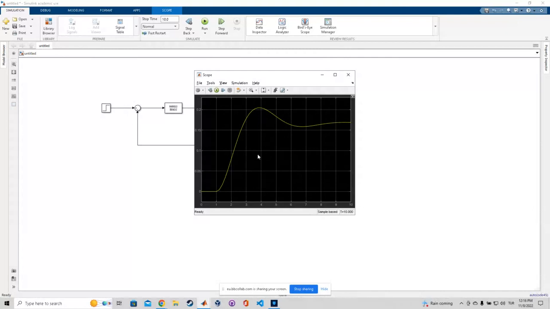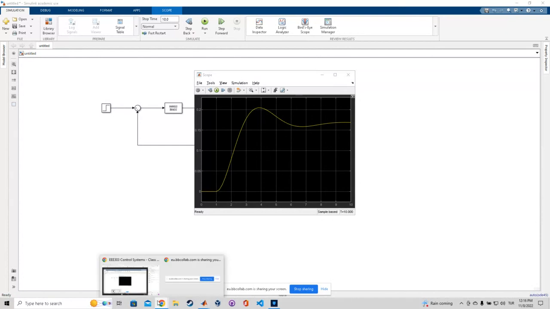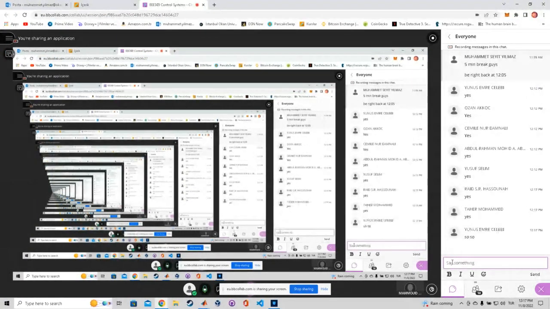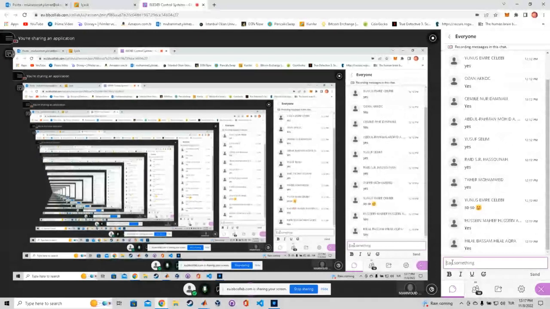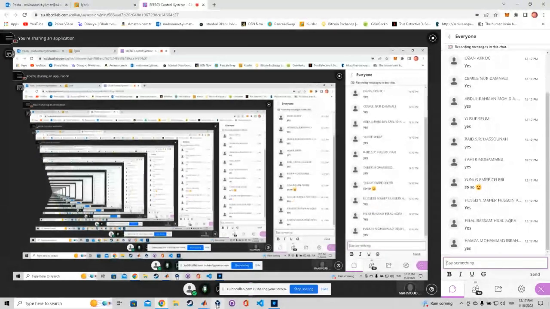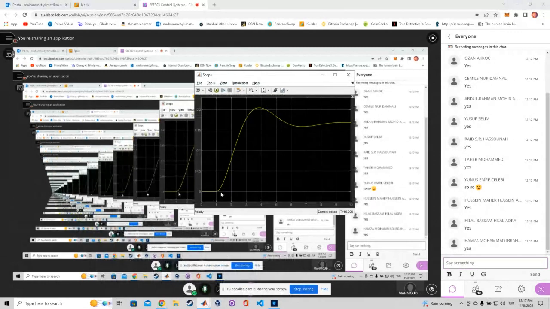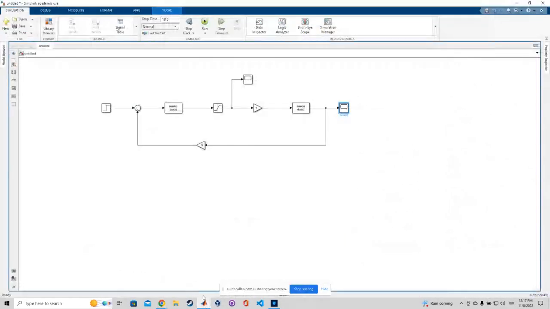So does everyone understand what settling time is? Is it clear? Yes or no, guys? Yeah, understood. So that is not enough. Let's take a look again then. Okay, so this background is not good.